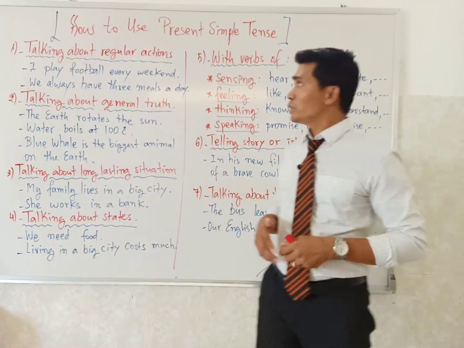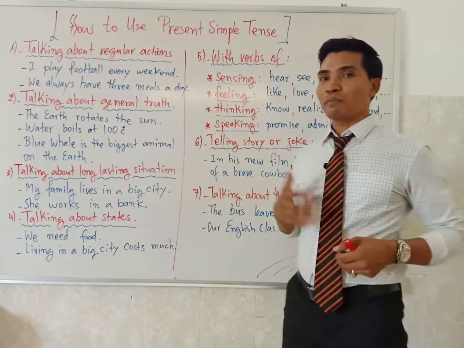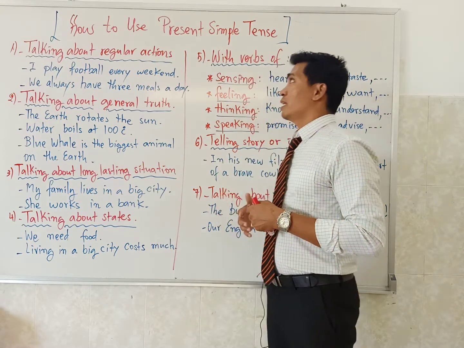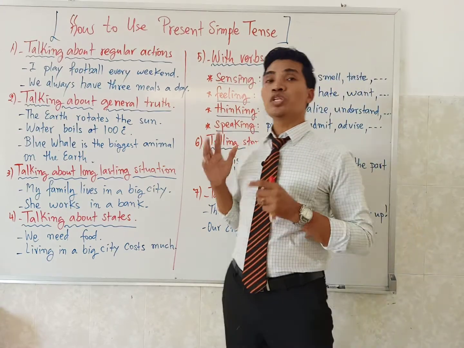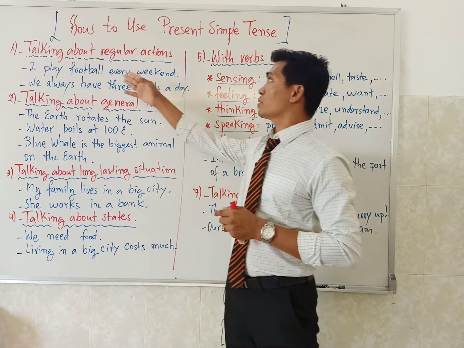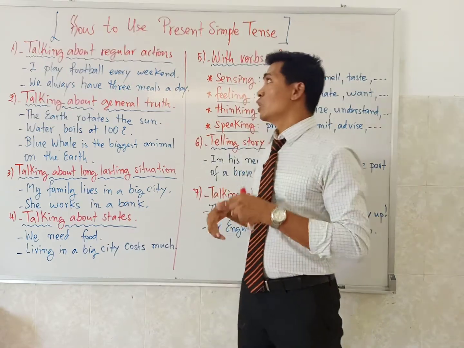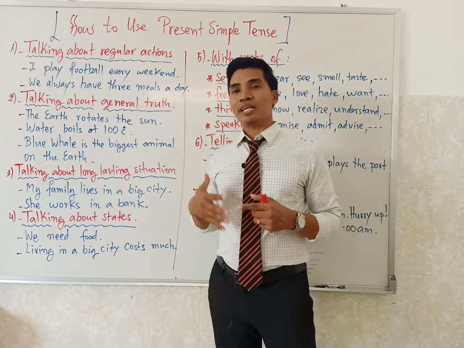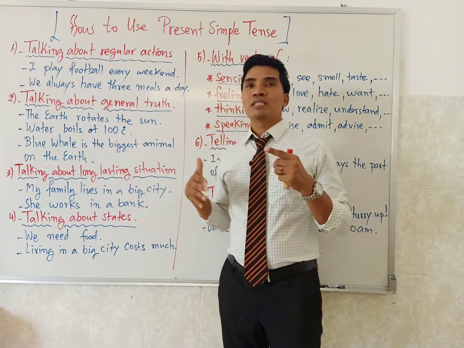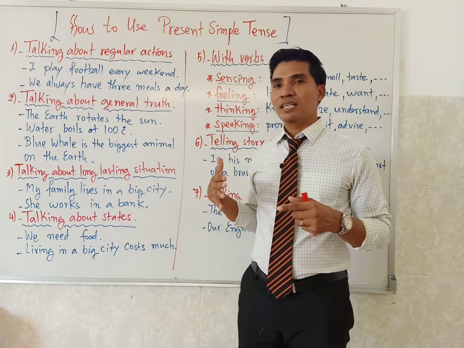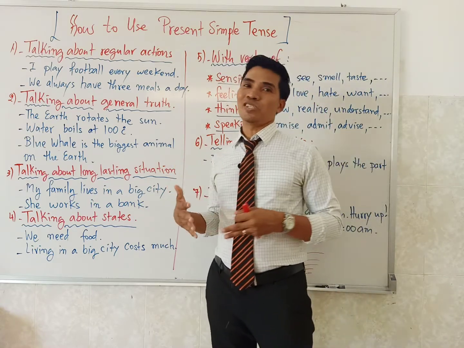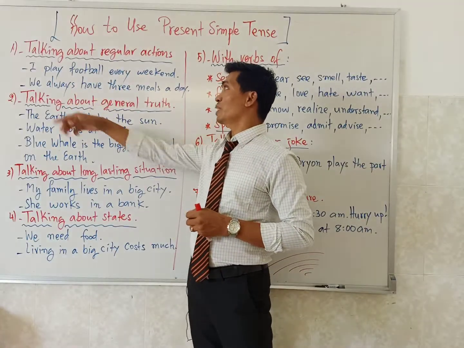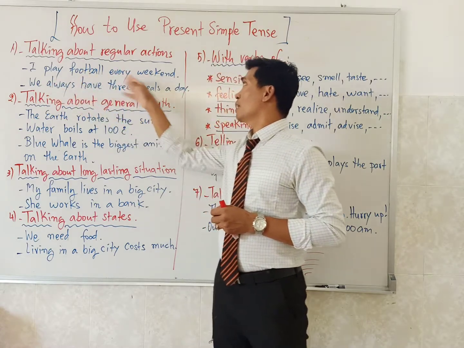Okay, so here are the 7 points that I'm going to raise on how to use the present simple tense. And the first point is we use the present simple tense to talk about regular action. When you say regular action, it is an action that does not change. Okay, so look at here. Let's read the 2 examples here. I play football every weekend.